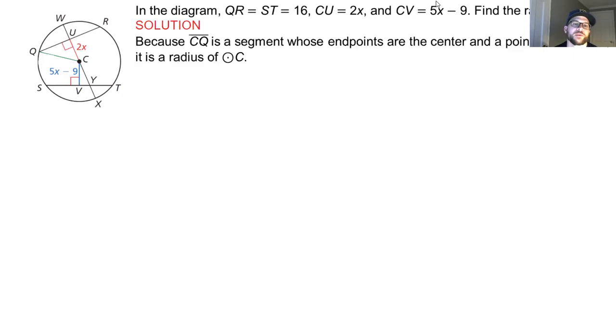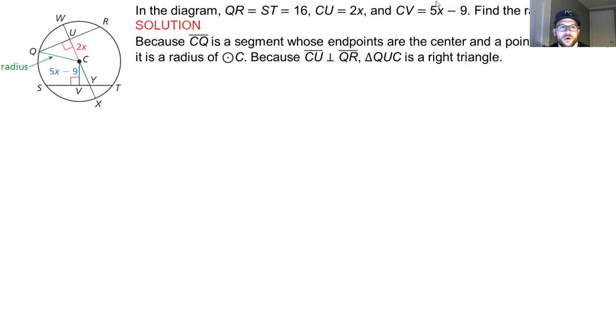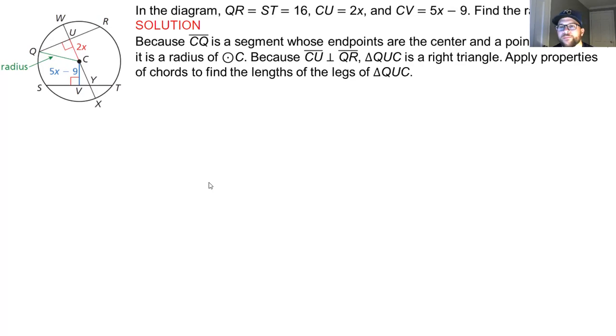So here's how we can use some different parts of this circle to find one of the radius. So CQ is a segment where the endpoints are the center and the point. So that's an example of a radius of the circle C. Is that green line right there. Because CU is perpendicular to QR, because of that 90-degree angle, that triangle formed by this red, green, and black portion of this chord is going to be a right triangle. So then we're going to use those lengths of the chords to find the lengths of the legs, and then we're going to use that to find the hypotenuse of that triangle.